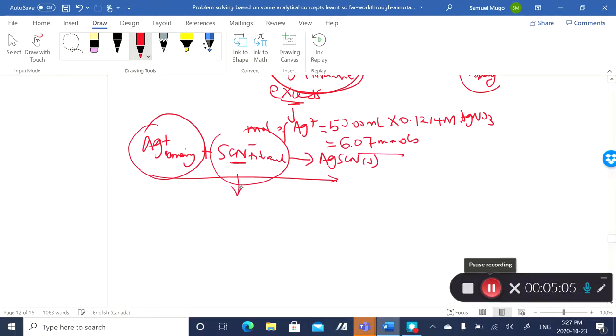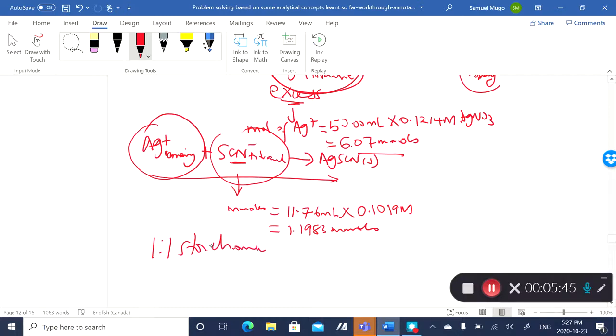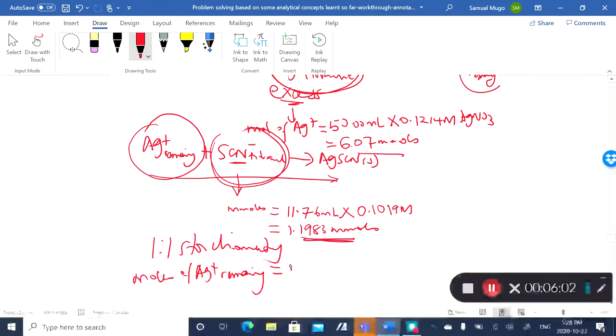In this case, I calculate the number of moles that were used to titrate this, which are already given up there: 11.76 mL. That's what was used. And the concentration of the thiocyanate was 0.1019 molar. When you do that, you get 1.1983 millimoles. Remember, this is a one-to-one stoichiometry, meaning that the moles of silver that remained would be equal to the number of moles of the thiocyanate that were consumed, which we've already calculated up there as 1.1983 millimoles.